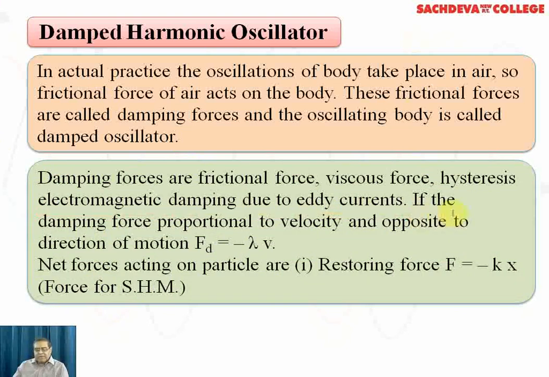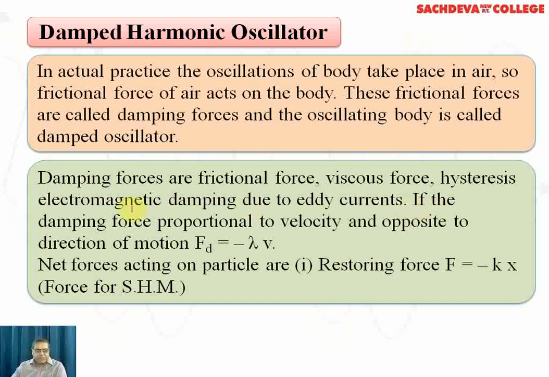currents. I have explained earlier in the portion on alternating current that eddy currents are circular currents. When a metal sheet is continuously taken into a magnetic field or taken out of the magnetic field, some circular currents are produced in the metal sheet. Those circular currents are called the eddy currents.